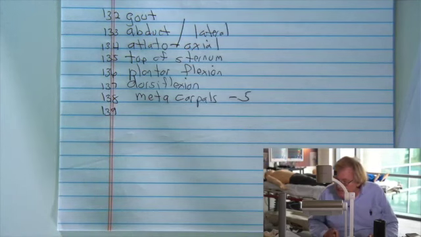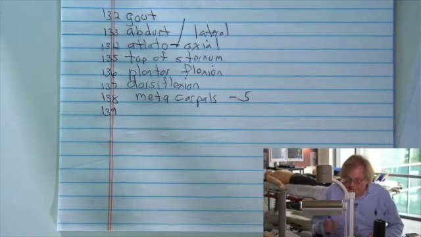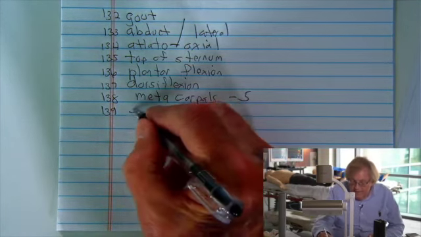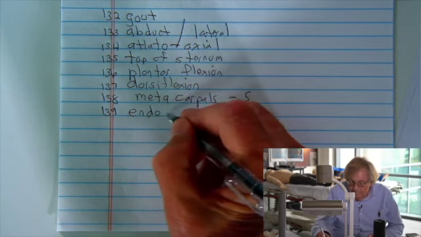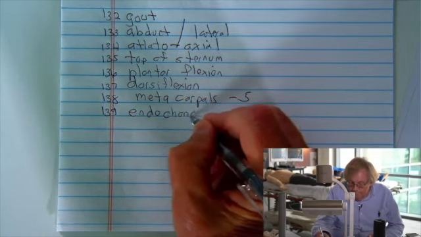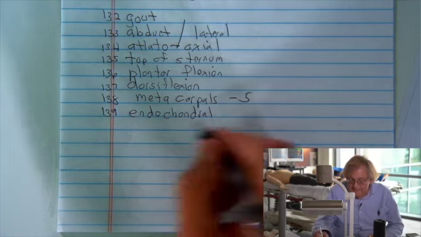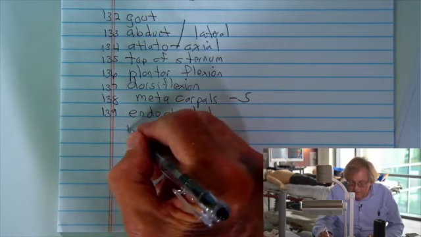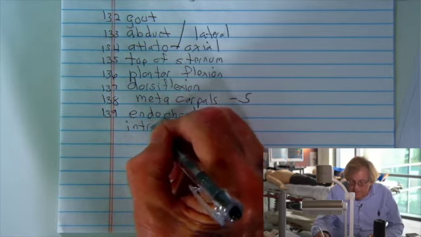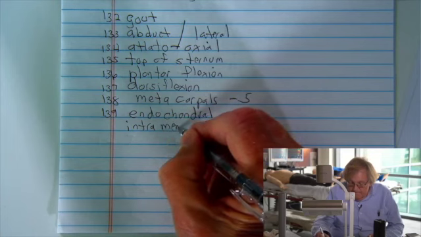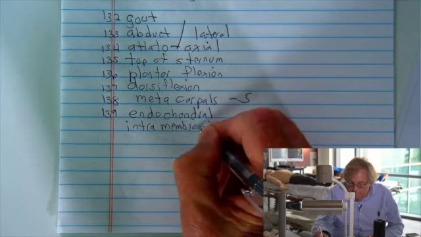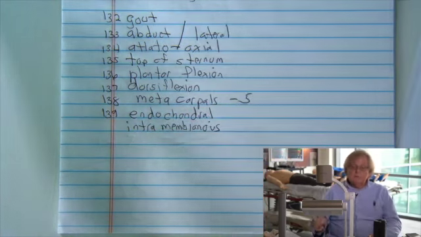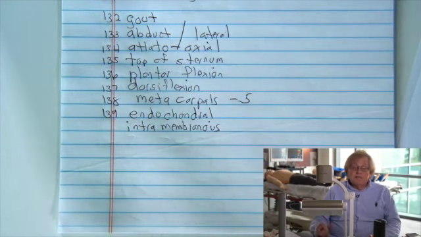139 is the two types of ossification. There's endochondral, which means inside cartilage, and there's intramembranous. Endochondral, most of my bones. Intramembranous, I'm always going to think of skull bones and facial bones.